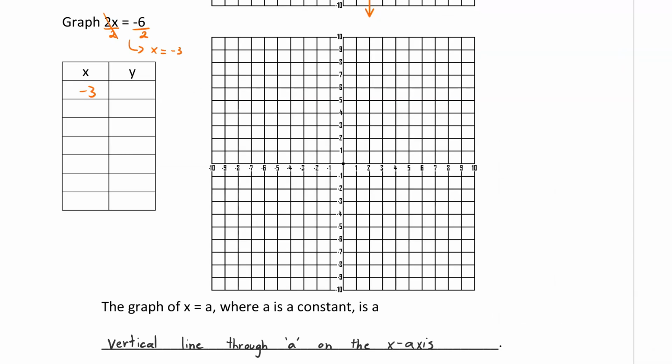Now I'm going to leave you to finish this graph off yourself, and you can check your answers in the class OneNote. But before we move on to the next page, I just want to pay attention to this point at the bottom here, where when we're looking at a graph of just x equals a, you're going to create a vertical line through a. So whatever your value is right here, you're going to have a vertical line that is going to pass through a on the x-axis.